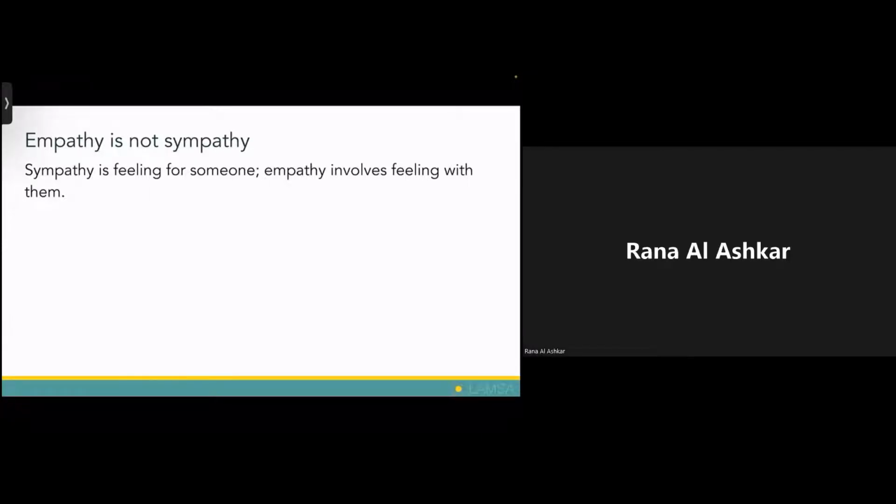Let's take the example of a homeless man. If I see a homeless man on the street and what I say to myself is, I'm sorry for the situation he lives in, I'm sorry that he doesn't have a house, this is feeling sympathy. I'm really sad because he lives in this condition, but I'm not resonating with what he is feeling exactly.